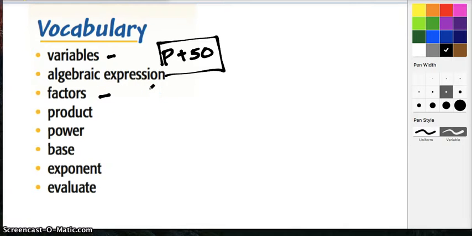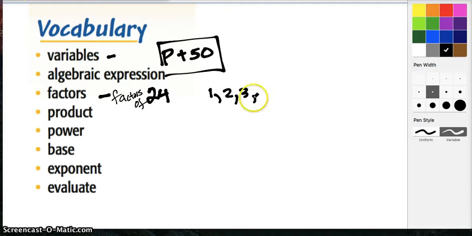So for instance, the number 24 has several factors. So the factors of 24 would be the following: 1, which is a factor of everything; 2, 3, 4, 6, because all of these numbers divide evenly into 24. Let's think, what other factors do we have? So we also have 8, we've got 12, we have 24 itself. Am I missing one? Can you think of one that I'm missing?